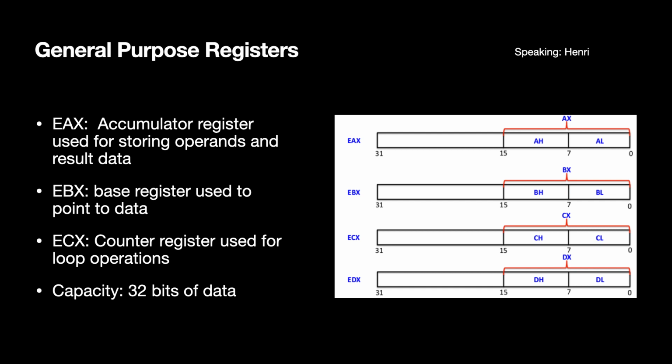EAX, which is the accumulator register, is used for storing operands and result data. EBX, which is the base register, points to the data, and ECX, which is the counter register, is used for loop operations.